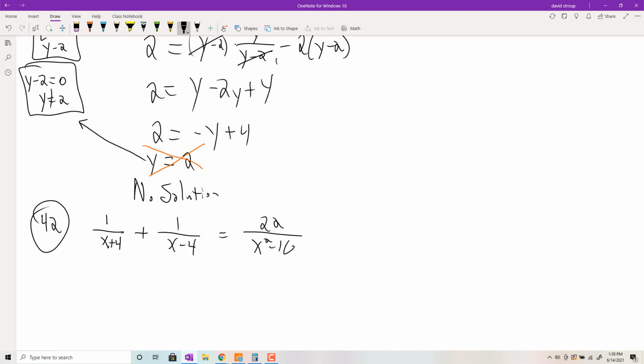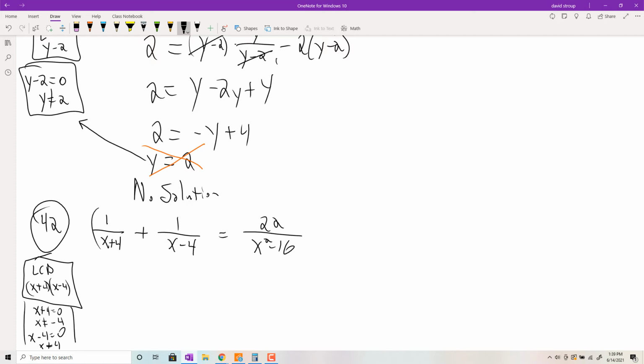X squared minus 16. All right, so the LCD, let's get that out of the way. I need a factor of x plus 4, a factor of x minus 4, and the x squared minus 16 is basically x minus 4 times x plus 4. So we don't need to multiply in anything more than that. For the restriction values, set x plus 4 equal to 0, so x can't be negative 4. And then set x minus 4 equals 0, so x can't equal 4. Okay, so that will be our restrictions.